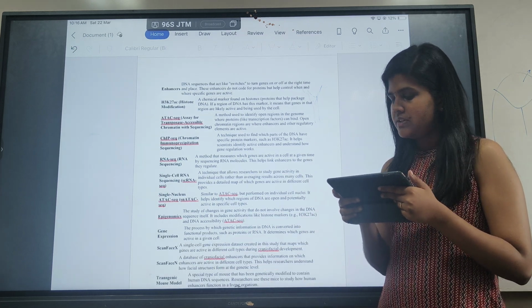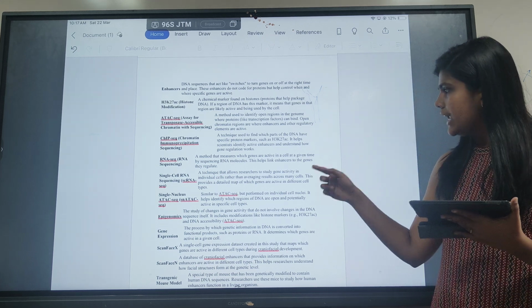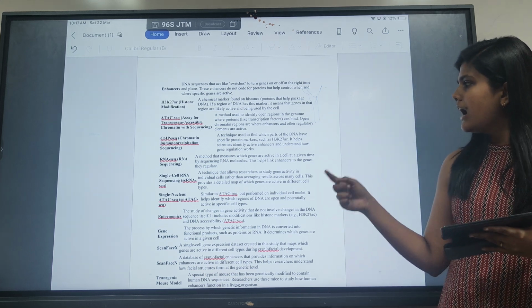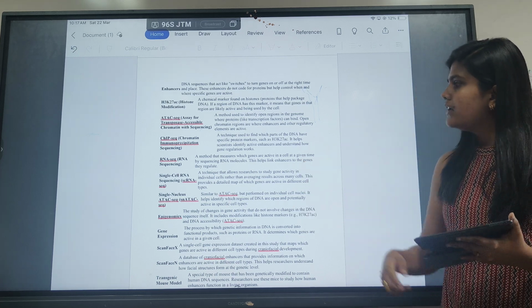Next is RNA sequencing. This is a method that measures which genes are active in a cell at a given time by sequencing the RNA molecules. This helps link the enhancers to the genes that they regulate.